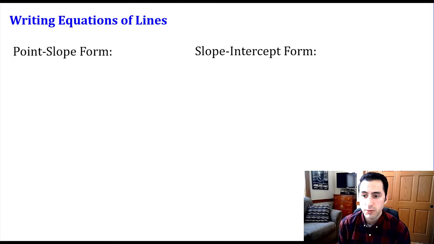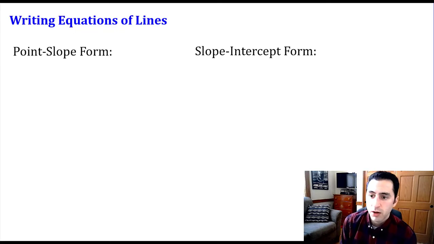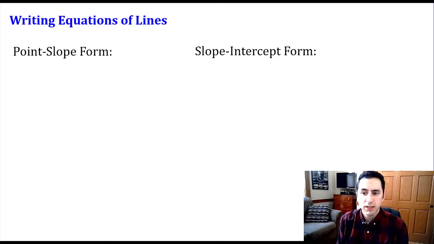So the two forms that we use most often to write the equation of a line are point-slope form and slope-intercept form. Now, in both cases, we basically need two pieces of information to define our line. We need a slope, and we need one point on that line. Now, the point differs for each of these forms, but I'll talk about that.